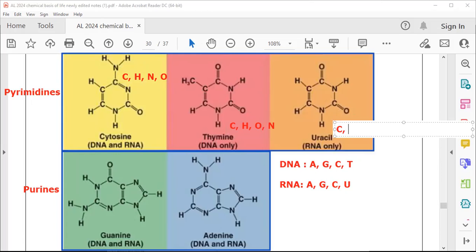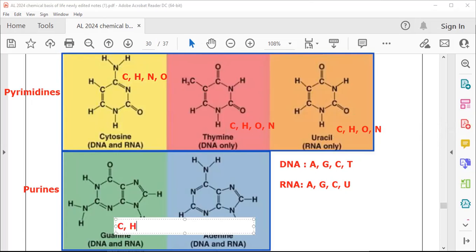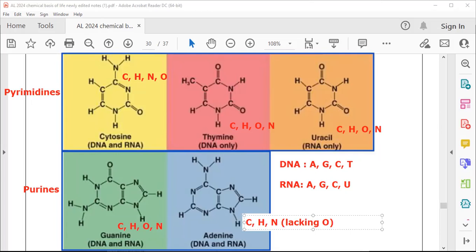What are the elements making uracil? Carbon, hydrogen, oxygen, nitrogen. What are the elements making guanine? Carbon, hydrogen, nitrogen, oxygen. So the same thing is repeating, correct? What about adenine? Carbon, hydrogen, nitrogen. It is lacking oxygen. Clear?